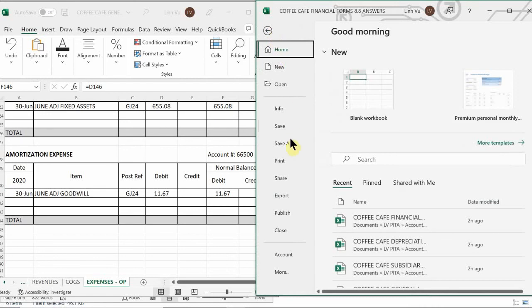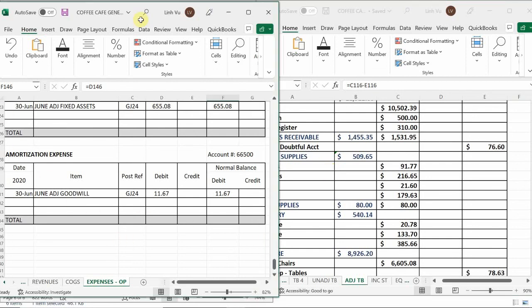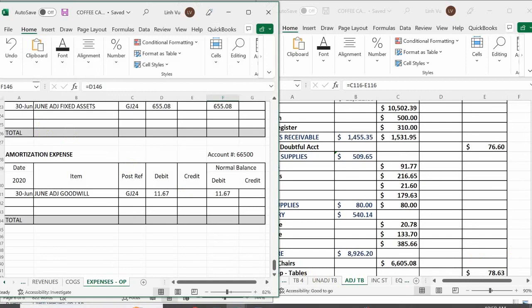Okay. And what we're going to do real quick is we'll spend the next 15 to 20 minutes completing our financial statement. So we are completely done with the adjusted trial balance. So I'm going to go ahead and save everything. Okay.